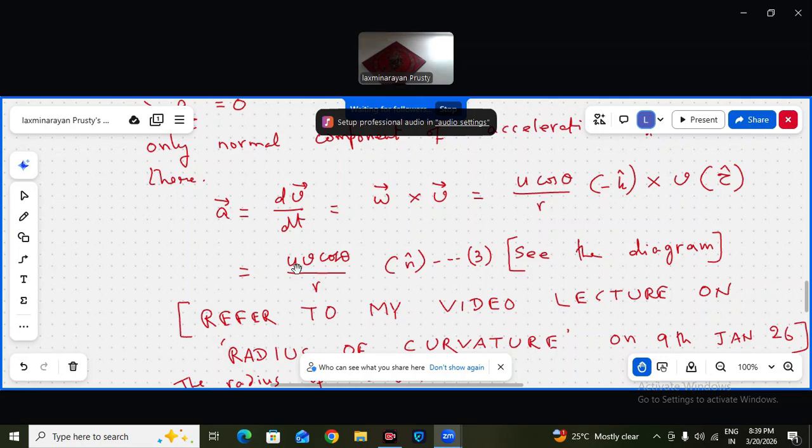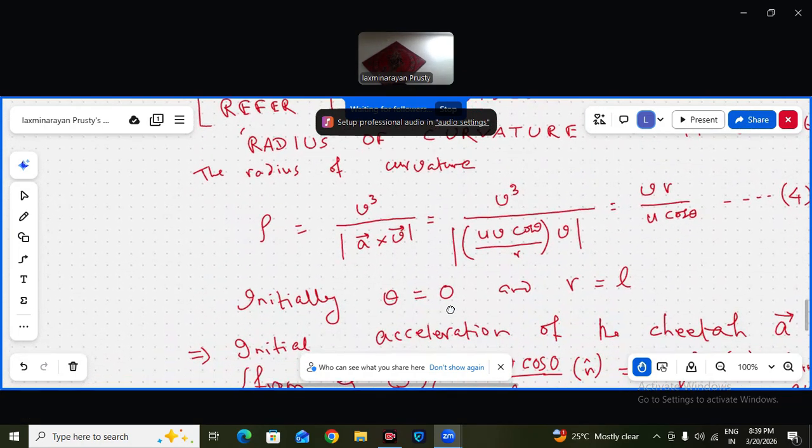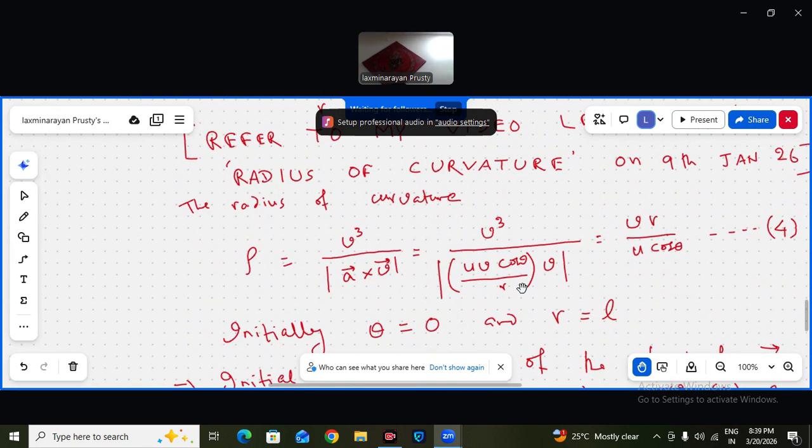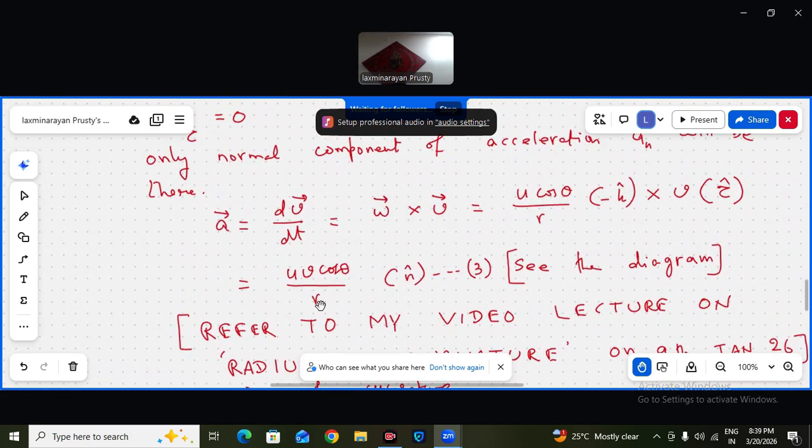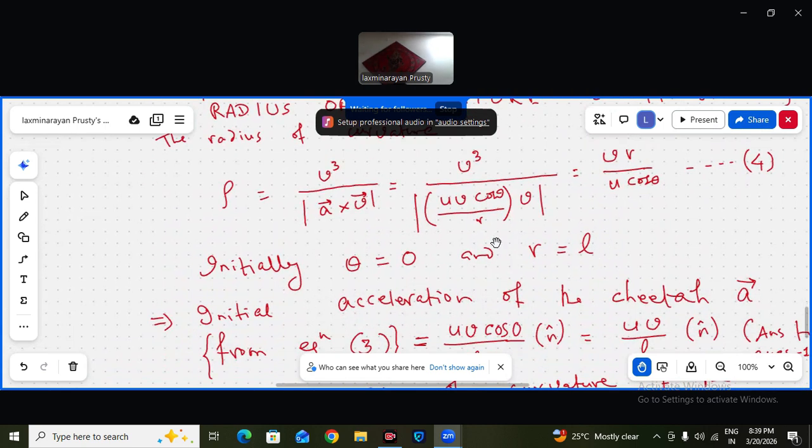A is this, UV cos theta by R n cap, and V is tau cap. Both are perpendicular to each other. Yes or no? So magnitude will be simply A times V. A is UV cos theta by R magnitude wise, into V. So this V squared, V cancels. So V R goes out, VR by U cos theta.